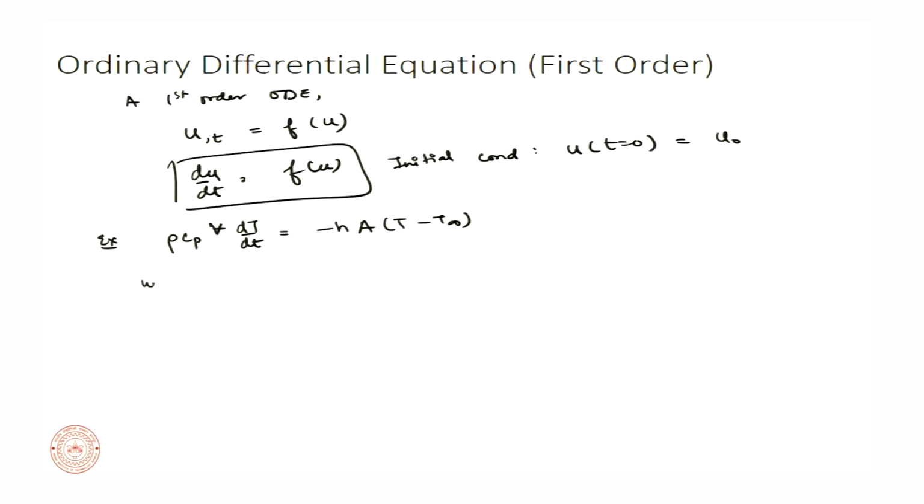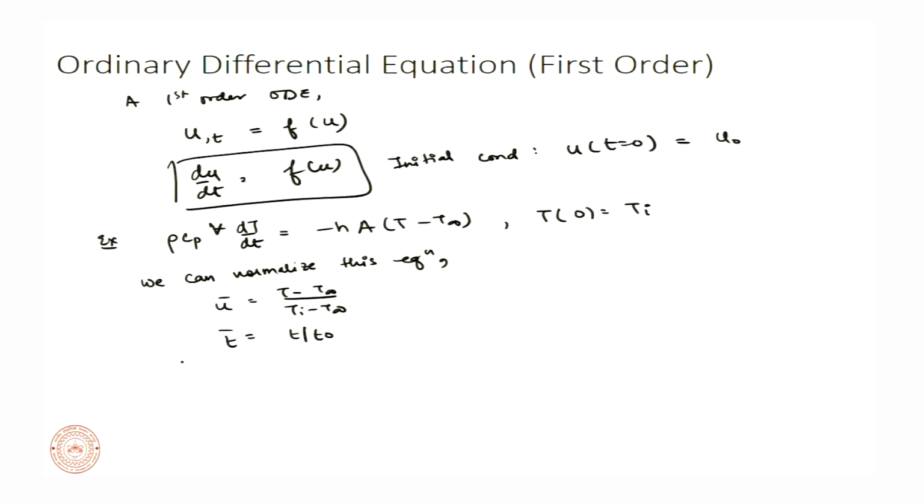We can normalize this equation. Again, normalization of the equation is like we talked about last time. So we take theta or u bar equals T minus T infinity over Ti minus T infinity. We do need an initial condition, T at 0 equals Ti. We will also need a time conversion factor, t bar equals t by t naught.